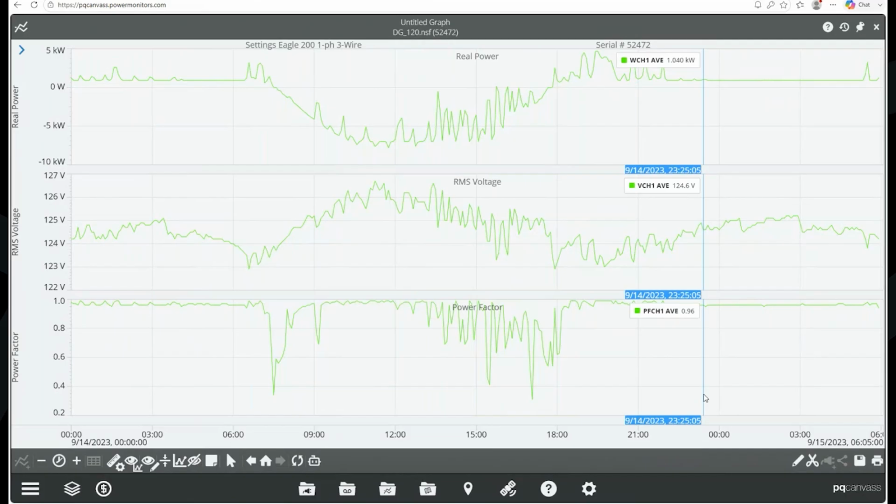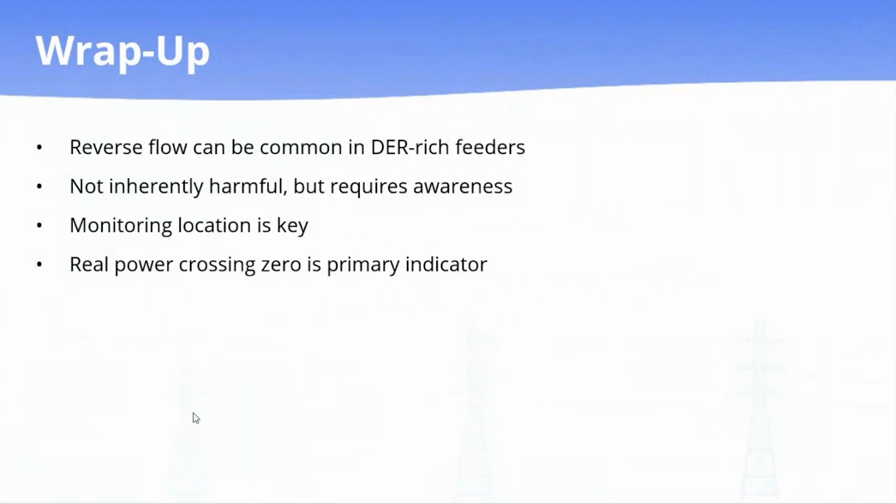Reverse power flow is becoming an operating condition rather than an exception. On most DER-rich feeders, whether it happens isn't the question. Where, how often, and what impact are. So as we note, it's not inherently harmful, but it does require awareness. Monitoring location is key. And again, crossing zero with real power is the primary indicator that export is happening.